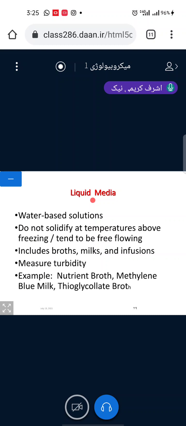Liquid media: water-based solutions that don't solidify at temperatures above freezing and tend to be free-flowing. They include broths, milks, and infusions. Measure turbidity. Examples: nutrient broth, methylene blue milk, thioglycolate broth.